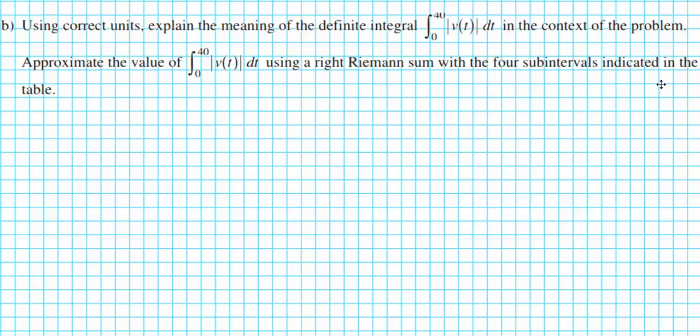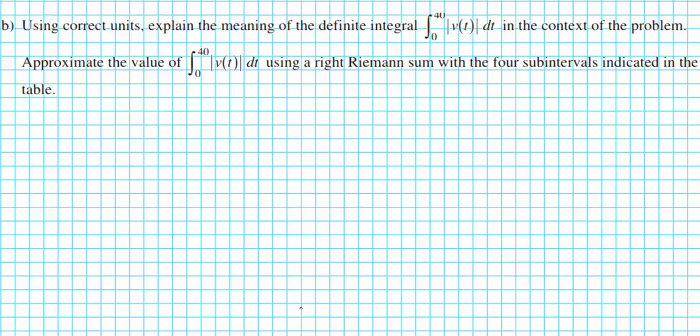All right, let's take a look at the B part. It says, using correct units, explain the meaning of the definite integral from 0 to 40 of the absolute value of v of t dt in the context of the problem. Approximate the value of the definite integral from 0 to 40 of the absolute value of v of t dt using a right Riemann sum with the 4 subintervals indicated in the table.